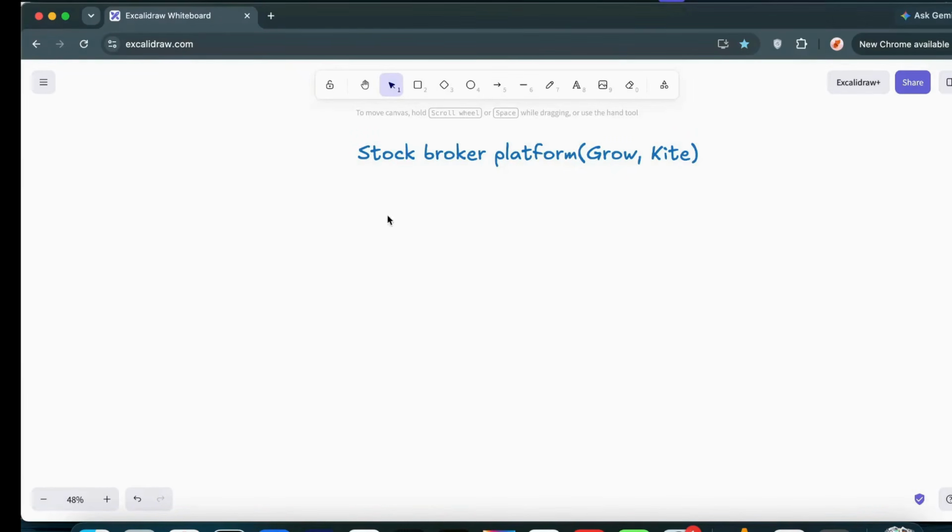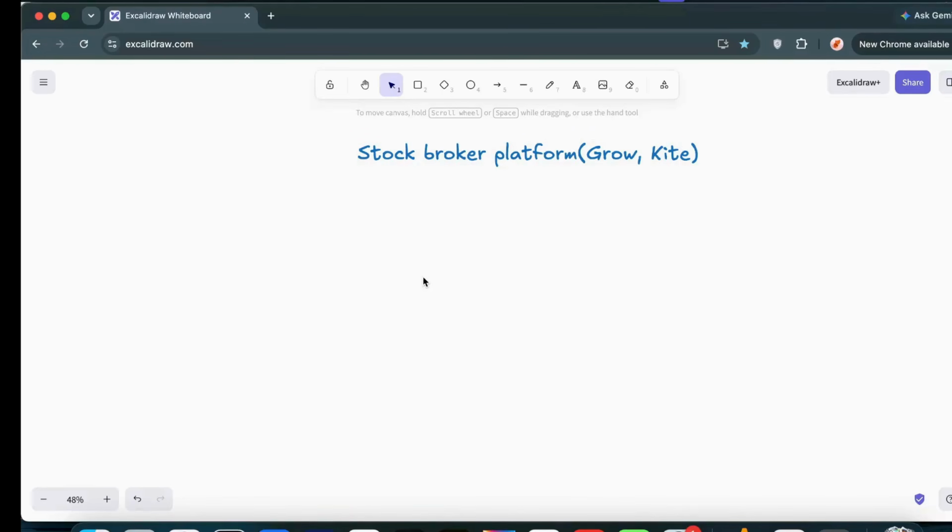Today, we'll design another popular system design question, that is designing a stockbroker platform like Groww or Kite. In this design, we won't focus on how the stock exchange manages the orders or generates the latest stock prices. Instead, we'll assume that the exchange already exposes the APIs for those functionalities, and our job is to consume those APIs, like processing the user request and sending them to the exchange.